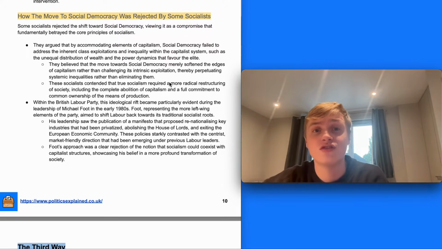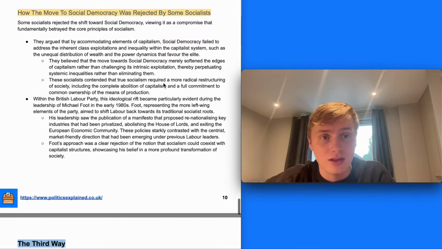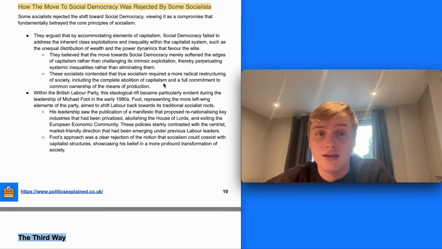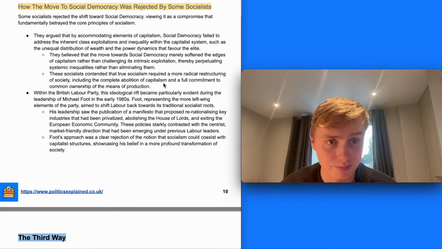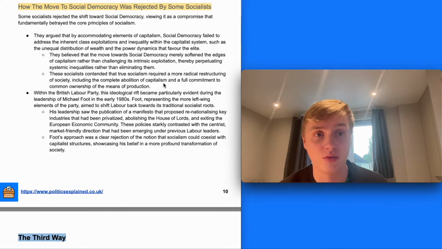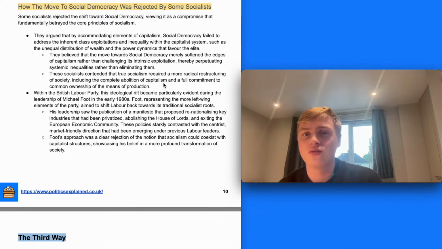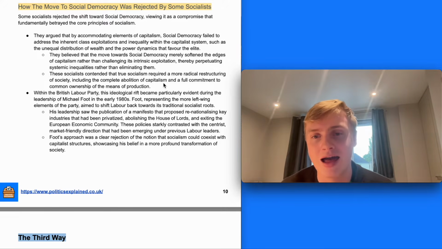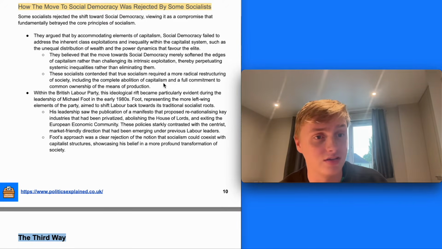This move to social democracy was fundamentally rejected by some socialists, viewing it as a compromise that really betrayed the core principles of socialism and shouldn't be considered socialism at all. And they argued that by accommodating capitalism to a certain extent, it failed to address the inherent class exploitation and inequality within the capitalist system, such as the unequal distribution of wealth and the power dynamics that favoured the elite. And they believed that social democracy only softened the edges of capitalism rather than actually challenging the inherent class exploitation and properly pursuing equality.